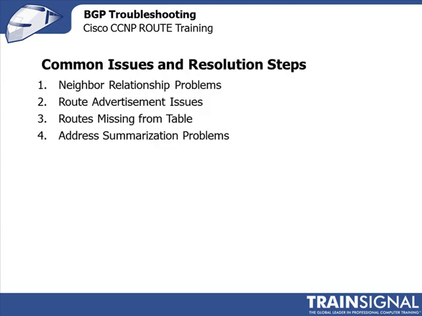Just as with every protocol, there are some very specific common issues and problems and their resulting resolution that's found within the next couple of slides we're going to be looking at. As with other protocols, we're going to be looking at potential problems that may cause neighbor relationships to fail in formation. In addition, some problems with route advertisement, routes not being injected into the table correctly, routes missing from the table, and then some address summarization issues or problems.